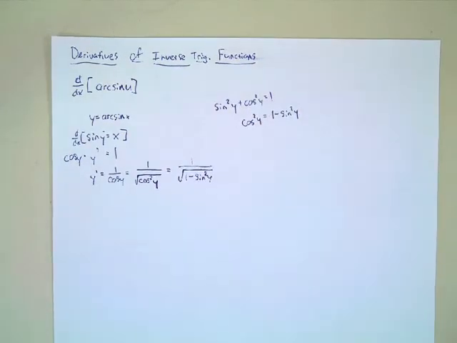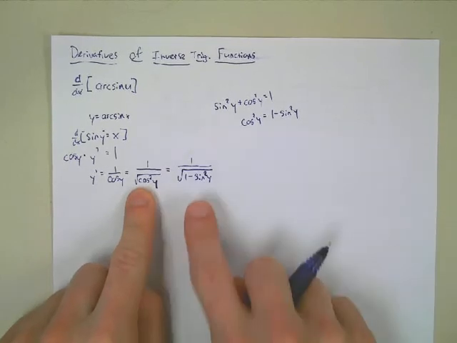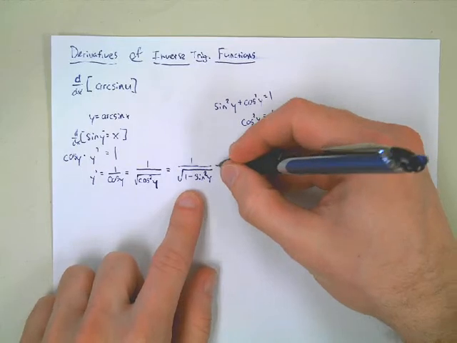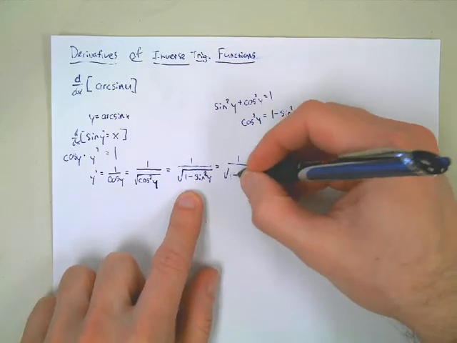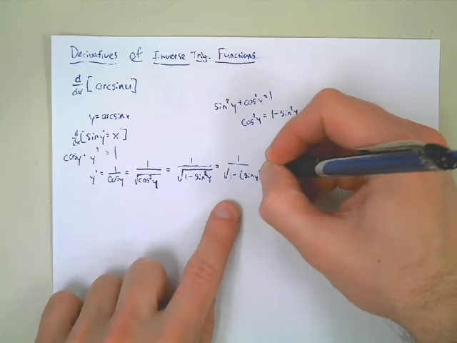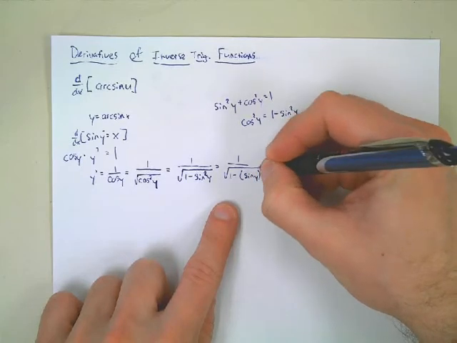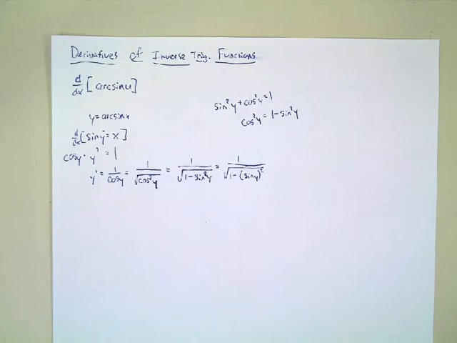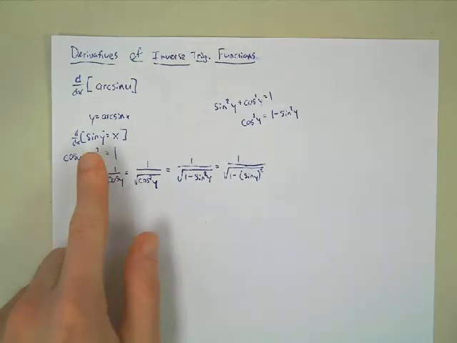Anyway, so cosine squared is the same thing as 1 minus sine squared. But wait a minute. Why is that important? Because what did we say the sine of y was equal to? Way back up here, it's x. That's the derivative of arc sine: 1 over the square root of 1 minus x squared.